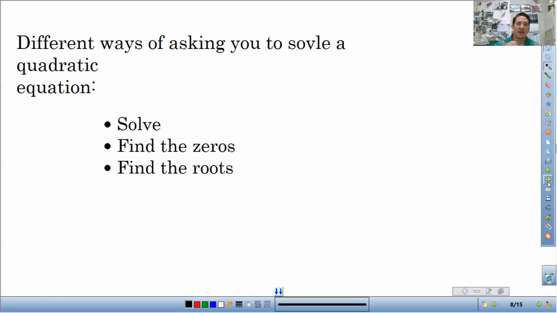Before we get into the next thing, there are different ways that textbooks or math people ask you to solve a quadratic equation. One, they'll just say solve. Pretty easy, right? Another way would say find the roots or find the zeros. All these things mean the same thing. You're solving for x. Solve, find the zeros, find the roots. We are solving for x. All right, so let's look at another problem.